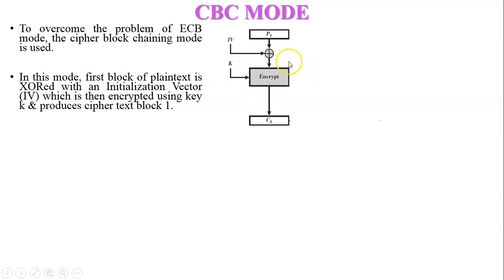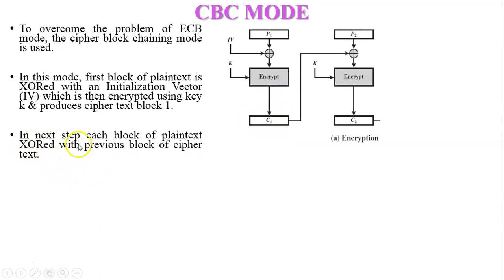So now see in this figure, this is the encryption process. Here P1, a fixed size block, is XORed with IV, the initialization vector. So the XOR process is done before P1 is input to the encryption algorithm. So K key is used and the XOR output is given to the encryption algorithm, and it generates C1 ciphertext.